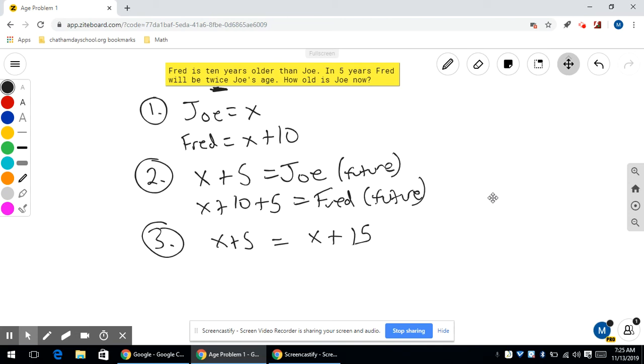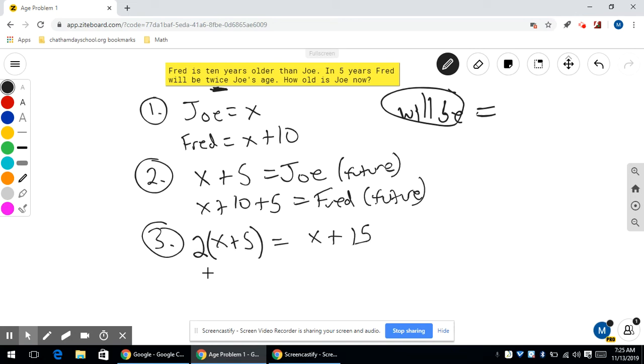So since it's saying that, in 5 years, Fred will be twice Joe's age. When you see "will be," think of that as an equal sign. Okay, so that's why we have the equal here. So really what we want to do is multiply Joe by 2 because it's saying twice Joe's age. So here's Joe, we're multiplying that by 2. That will be Fred's age. All right, hopefully that makes sense.